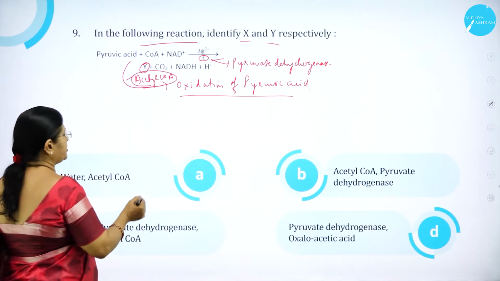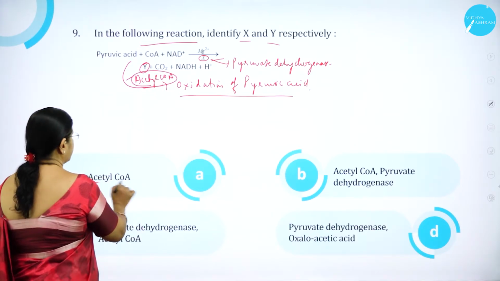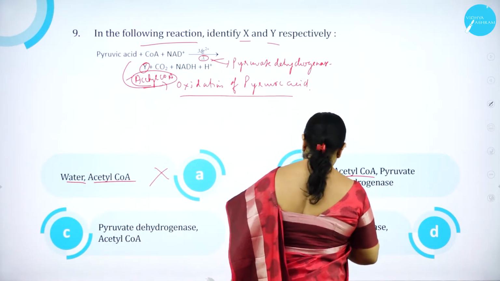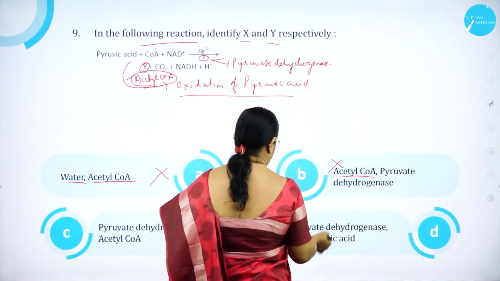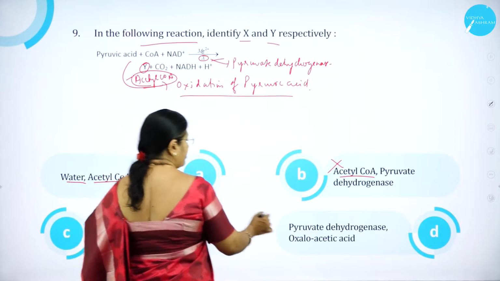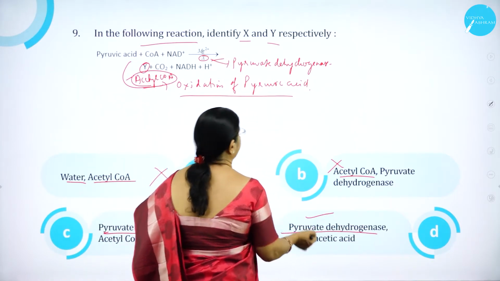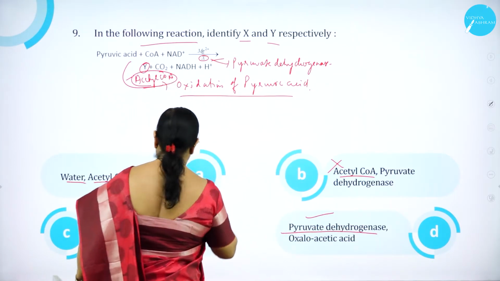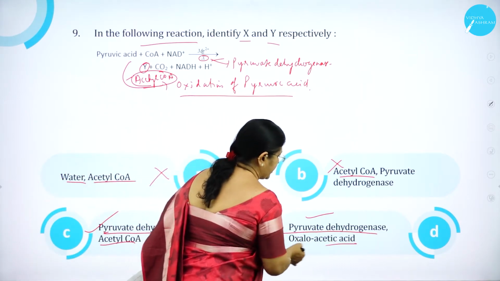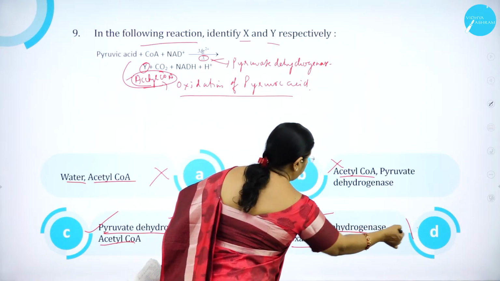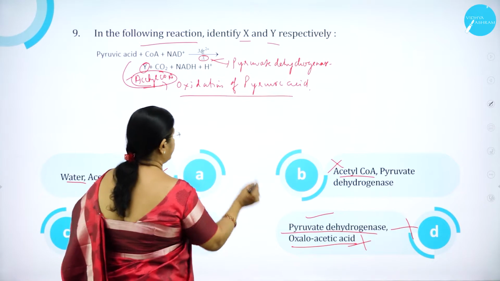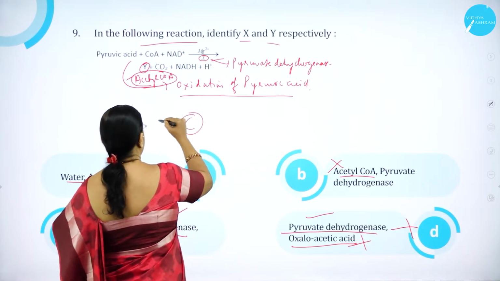So which is the one which you come across? A is water and acetyl CoA, wrong. Here also you can see, here also it is wrong. Here you can see pyruvate dehydrogenase, correct. Here also you can see pyruvate dehydrogenase, correct. But what is the second one? Acetyl-CoA. Here it is oxaloacetic acid, so it is wrong. So option A is wrong, B is wrong, C is correct, D is wrong. So option C is correct.